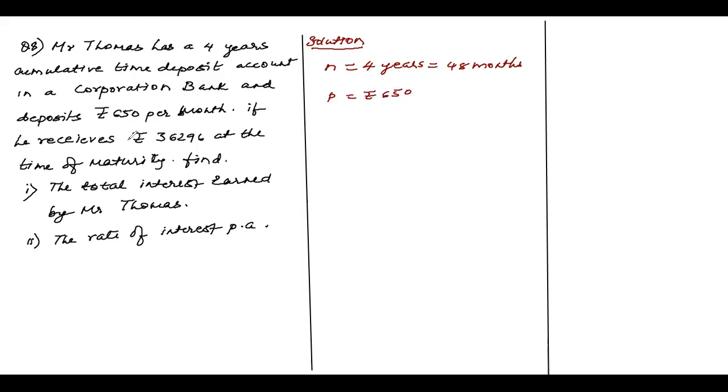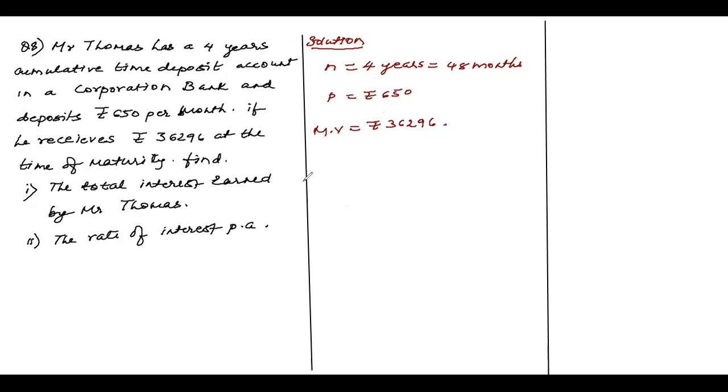Got it? And he receives 36,296 at the time of maturity. Maturity value is 36,296. Now, find the total interest earned. First part, interest earned. The interest comes in two formulas. One is the maturity value. Maturity value is P into n plus interest.